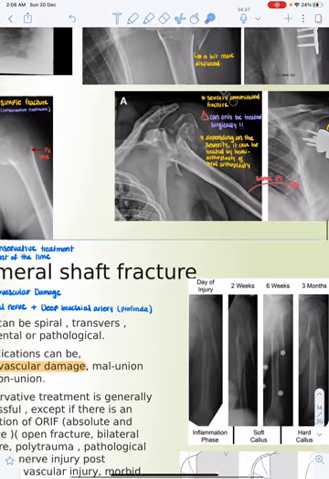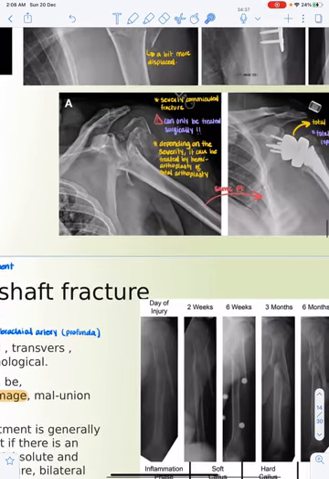Now this one, as you can see, the picture doesn't show much; you can't really differentiate the structures from each other. Why? Because this is a severely comminuted fracture. There are many segments and everything is jumbled, so a conservative approach would be impossible. Here it's definitely a surgical approach, because it's severely comminuted with many fracture segments.